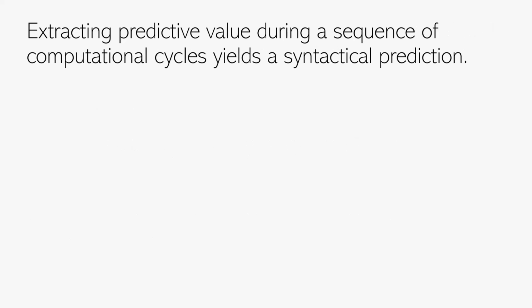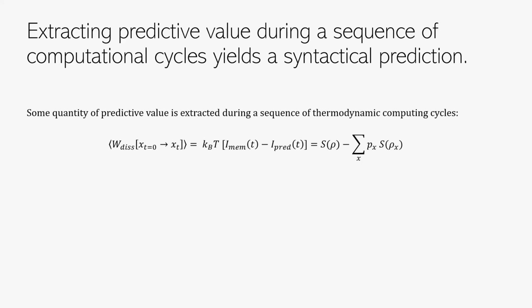Now we can extract predictive value during a sequence of computational cycles to yield a syntactical prediction about the environment. So we remember that not all entropy is compressed during a single thermodynamic computing cycle. Some quantity of entropy remains, and that's because there's still uncertainty regarding that percept. There's still predictive value to be potentially extracted. That entropy, or set of possible system states, can be integrated over time with subsequent percepts paired with subsequent possible system states. So some quantity of predictive value can be extracted from the total amount of integrated information that is gained during a sequence of thermodynamic computing cycles.